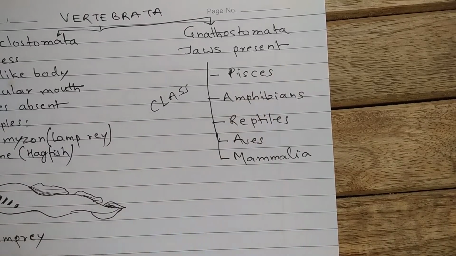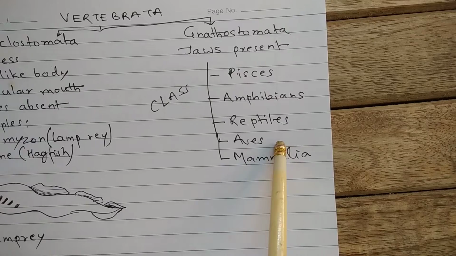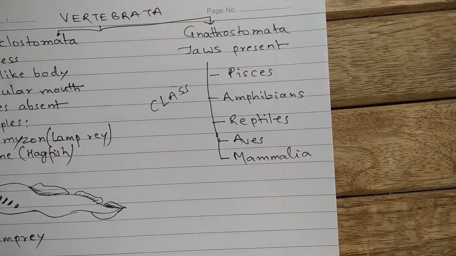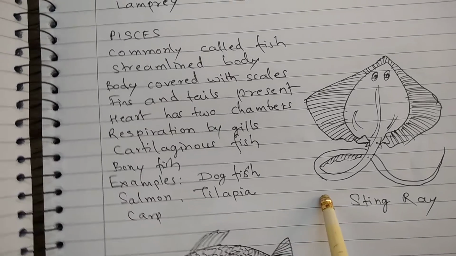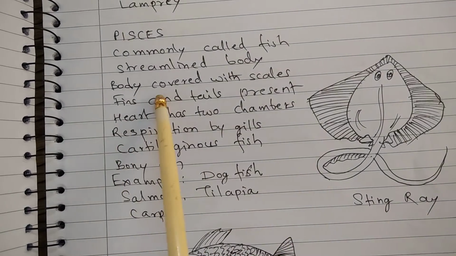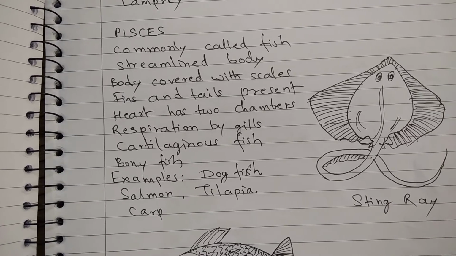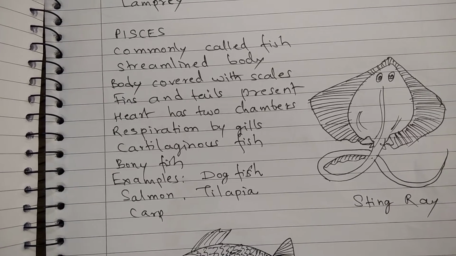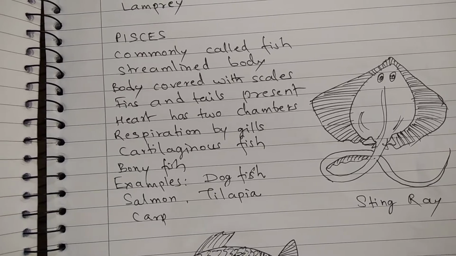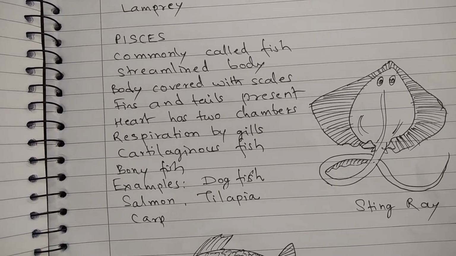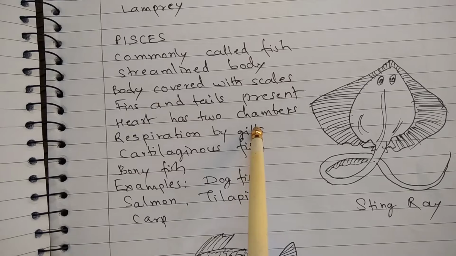They are pisces, amphibians, reptiles, aves and mammalia. Now let us discuss these classes. The pisces are commonly called fish. They have a streamlined body and the body is covered with scales. Fins and tails are present for locomotion. The heart of fish has 2 chambers.